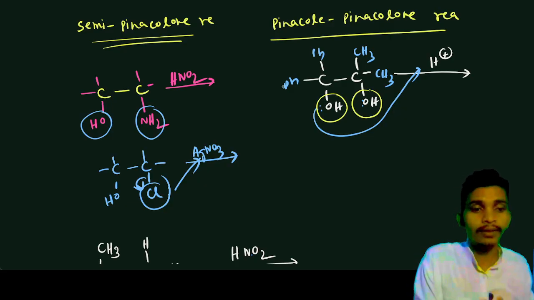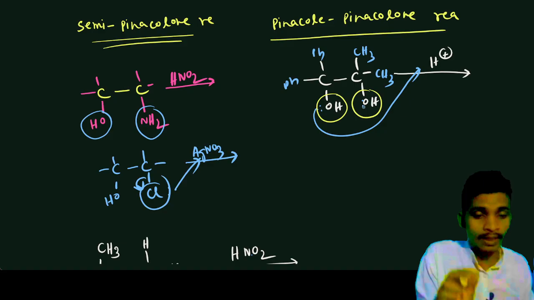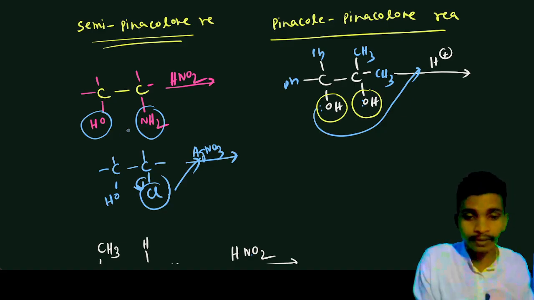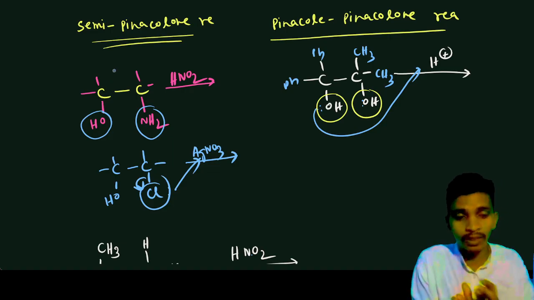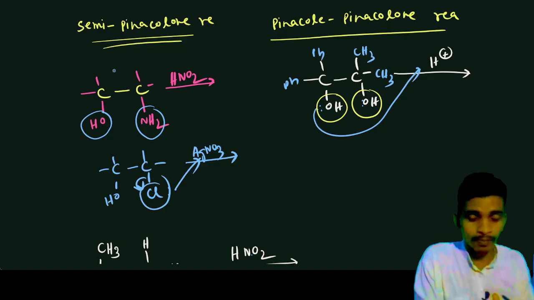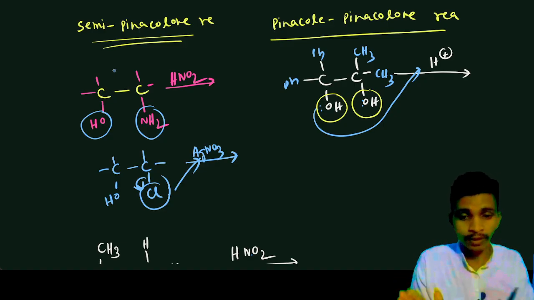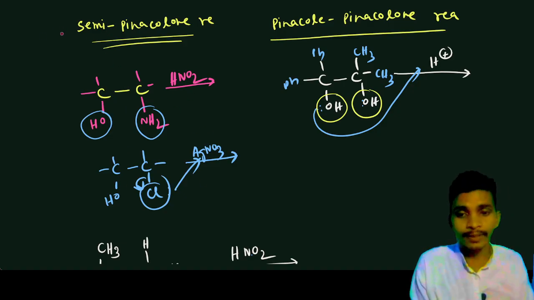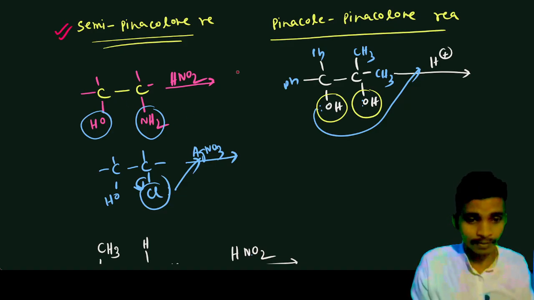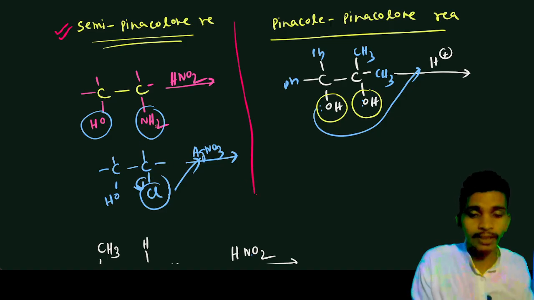Unlike the pinacolone rearrangement, where we have to decide which of the two OH groups will be protonated, giving the stable carbocation, here in the semi-pinacolone rearrangement the group that has to leave is fixed, and a reagent is given so that it will leave. We do not have to consider whether this OH will leave. This NH2 group has to leave, and the reagent is given for that. So that is the thing present in the semi-pinacolone rearrangement.